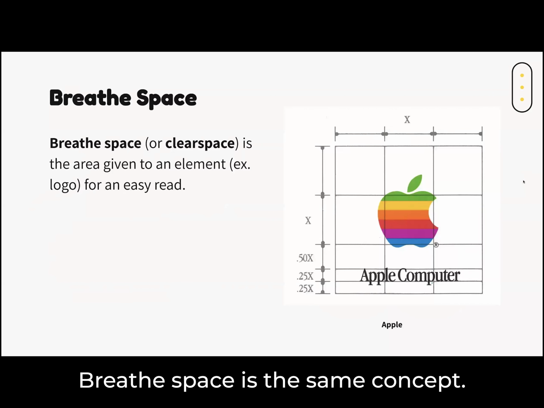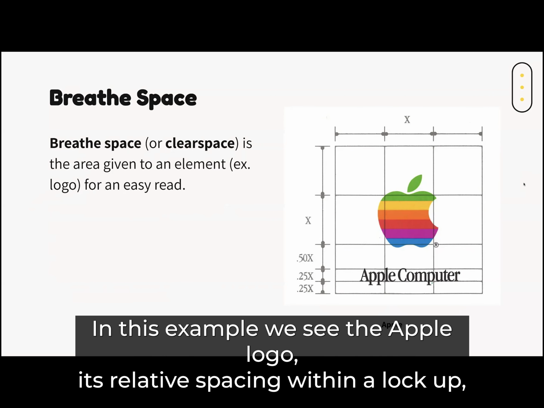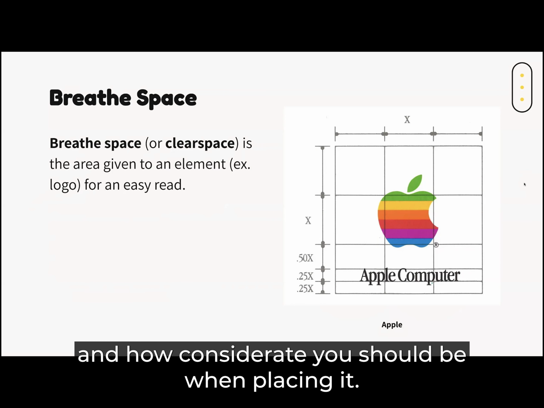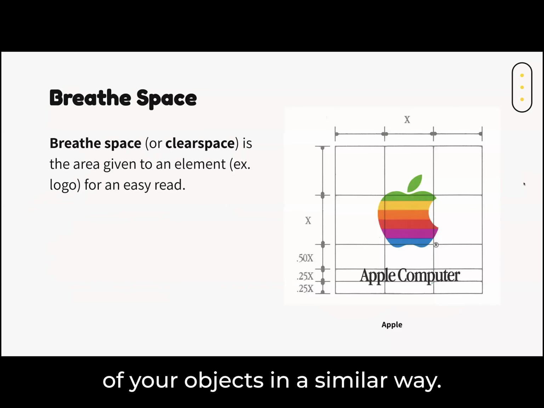Breathing space is the same concept, just being aware of the space around your objects. In this example, we see the Apple logo, its relative spacing within a lockup, and how considerate you should be when placing it. You don't need to be this technical, but you should be considerate of your objects in a similar way.